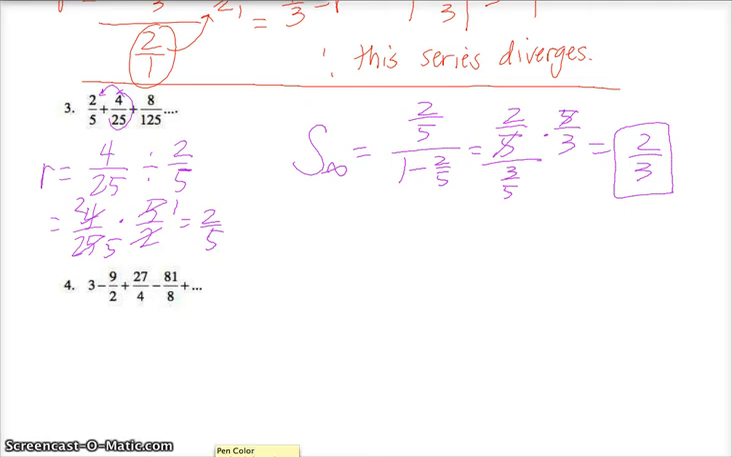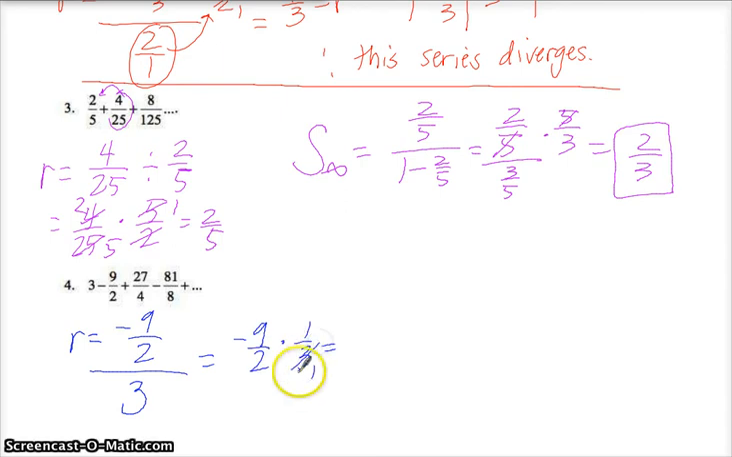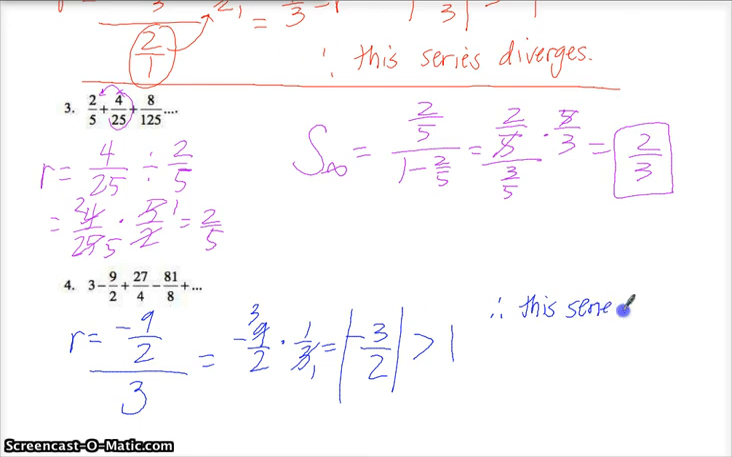And finally, number 4, we take the second term divided by the first term. We divide by 3, it's the same as multiplying by 1/3. 3 goes into 9 3 times. Once again, we have the absolute value is greater than 1. Therefore, this series diverges and I cannot find a sum.